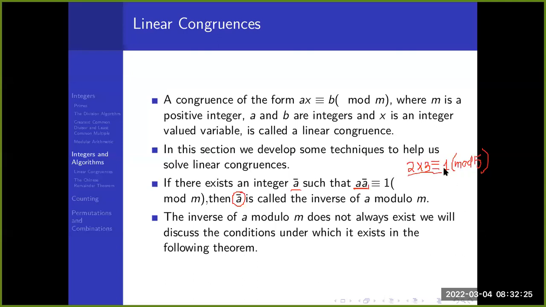So there is an example where we have the inverse. So this is not always possible. Because for instance, if I work modulo 4, I can try to find an integer which when multiplied by 2 will be congruent to 1. It may be a bit difficult to find.